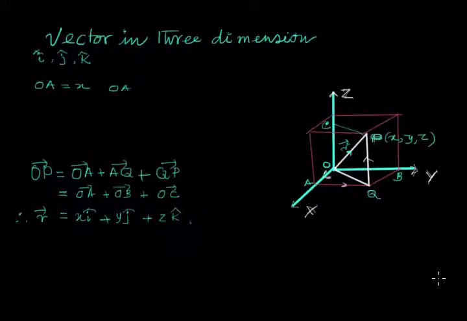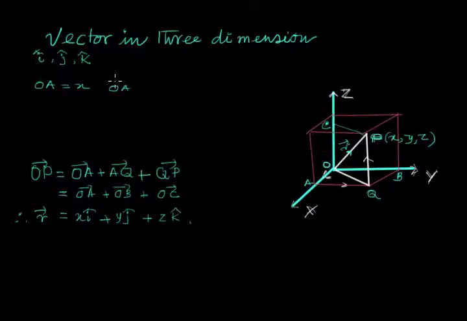Hello my young friends. Now we'll discuss vectors in 3 dimensions. Look at the picture. We are taking 3 dimensions, one along the x-axis, one along the y-axis, and one along the z-axis. There are 3 dimensions here. So this is our 3D picture.